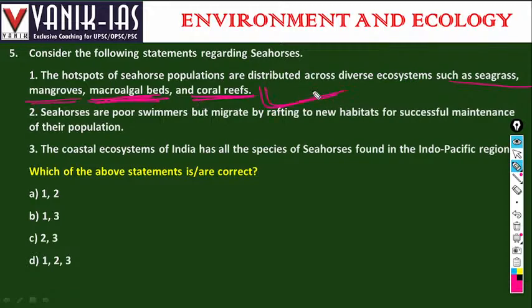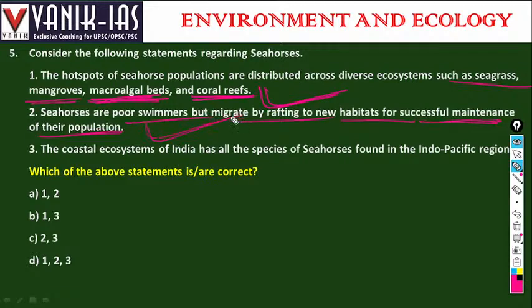Yes, it is right. Seahorses are poor swimmers but migrate by rafting to new habitats for successful maintenance of their population. The second statement is also right. They are poor swimmers, but they migrate by rafting.